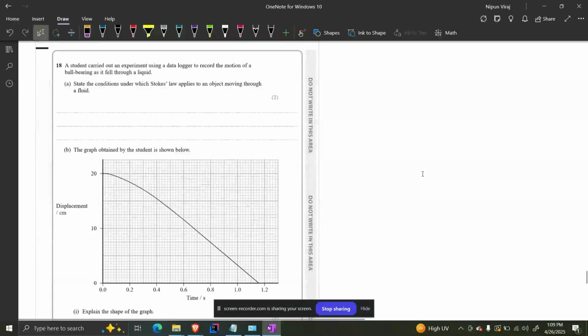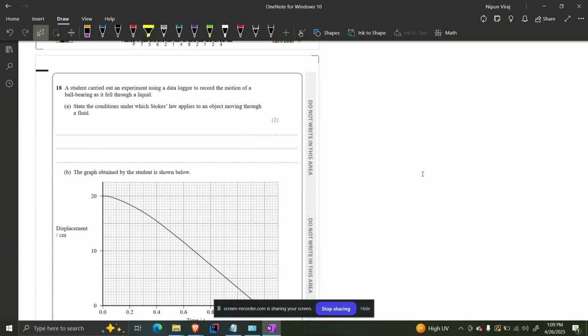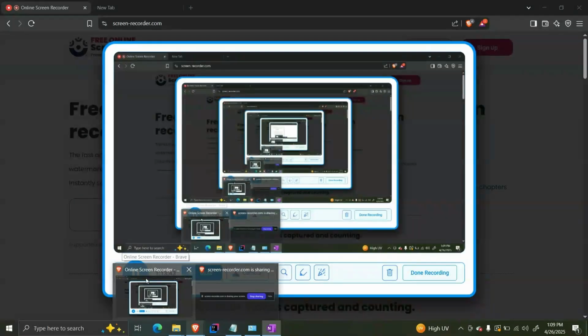It said that a student carried out an experiment using a data logger to record the motion of a ball bearing as it fell through the liquid. State the conditions under which Stokes' law applies. You will know Stokes' law, so it is applied for spherical objects. These are the conditions, and laminar flow. Laminar flow should be there in the fluid. Okay. It should be a small object, and there should be a laminar flow as well.